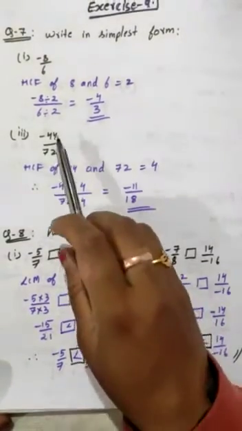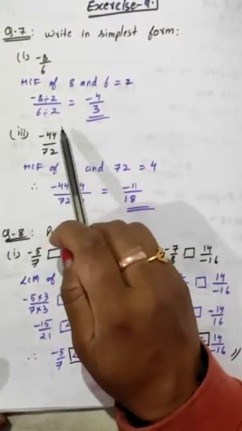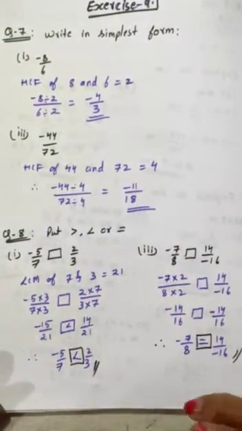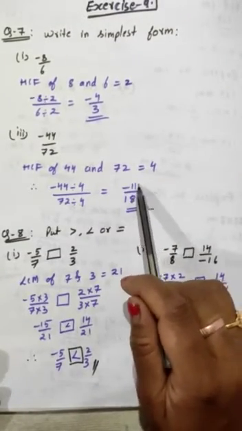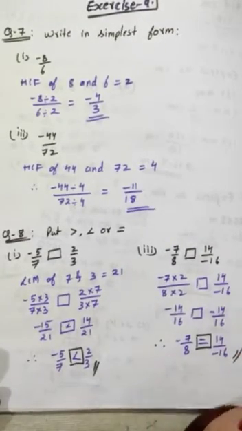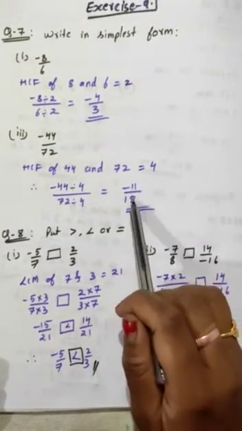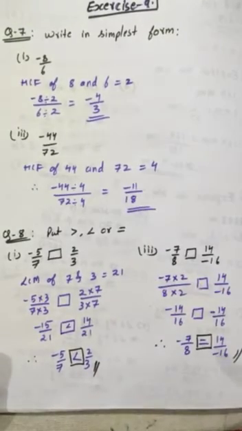Okay, so many students have a habit of cancelling them first by 2 and then by 2. That is also okay. Only one thing you have to keep in mind, that whatever the final answer you are getting, it should have the HCF as 1. उन दोनों के बीच में कोई भी common factor नहीं होना चाहिए.